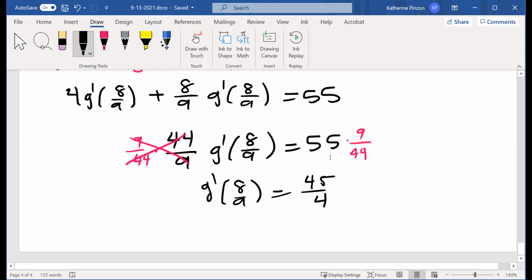Is that the end? Oh, that is the end. I don't know if I got 45 over 4 right. Did anybody check it? Just 9/44. This was 9/44, because you have to do the opposite of what's over here. If you're multiplying, multiply by the reciprocal.